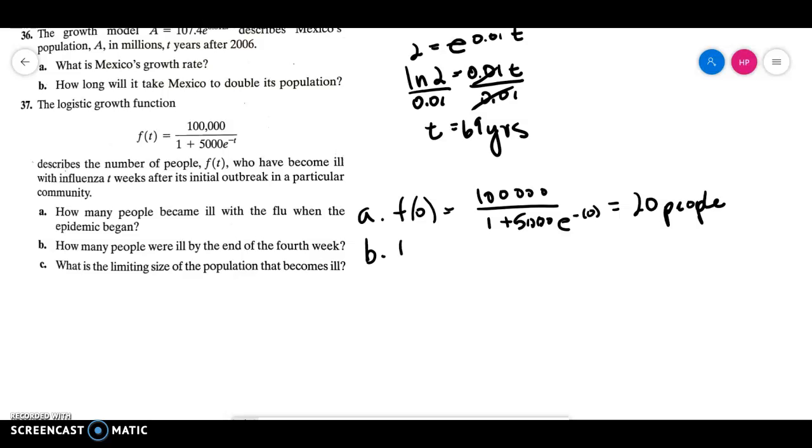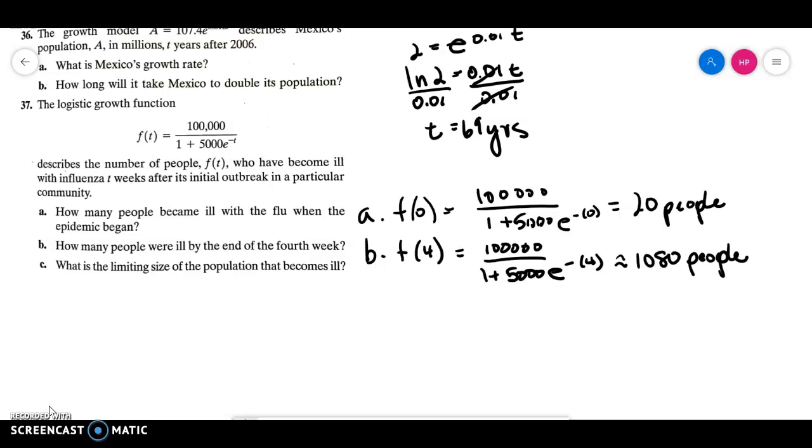And then part B is just saying by the end of the 4th week. So f of 4. So 100,000 divided by 1 plus 5,000 e to the -4. I would recommend alpha y equals for this one to get the fancy fraction, to make it a little bit less worrisome, to make sure we're keying in the right thing. 1,080 people are sick by the end of the 4th week.